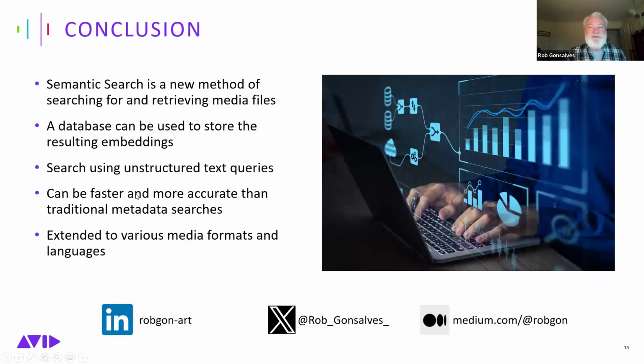Yeah. So here, I know I kind of went through it quickly, but there's a semantic search as a new way to find media without tagging everything. You can store the embeddings in a database. The databases are really good and really fast at finding things. Yeah, you can use unstructured text. And yeah, you could probably get better results than having all those people tag everything. And I also mentioned various media formats and languages, and as a bonus, I showed you how you could do a cool trick with embedding math.